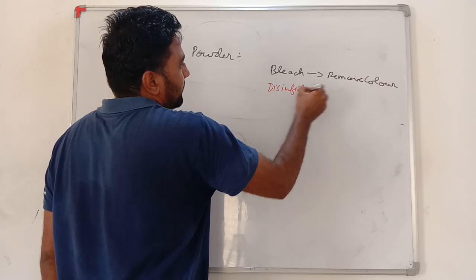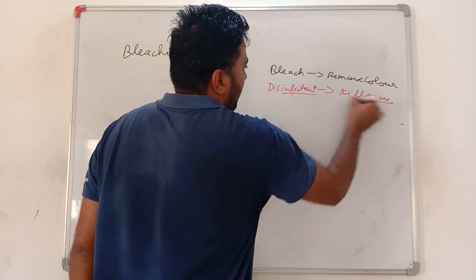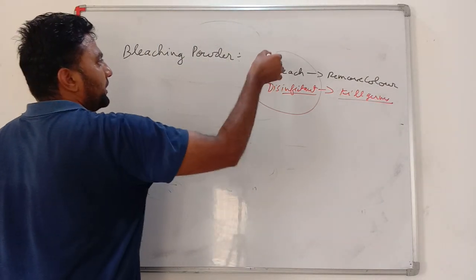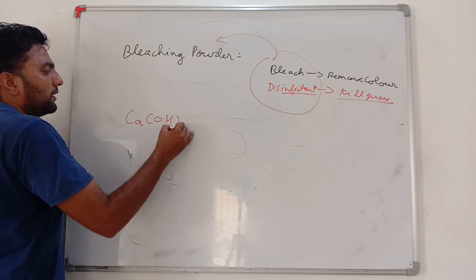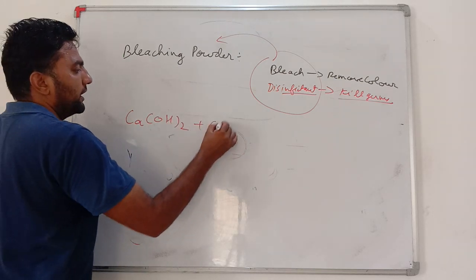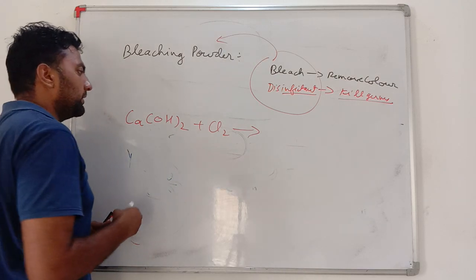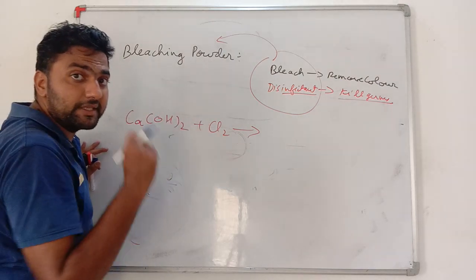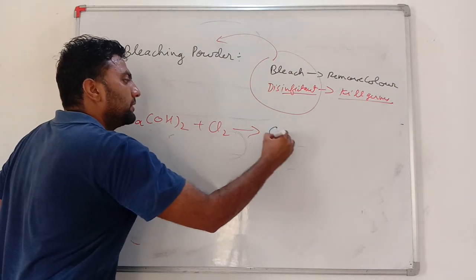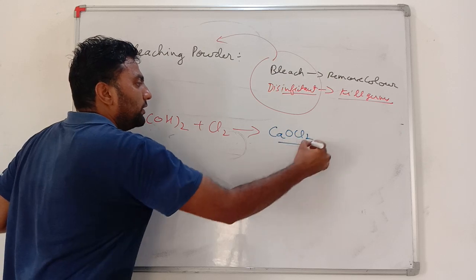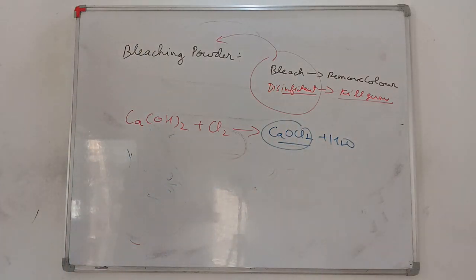Disinfectant means to kill germs. Very important. Both these works are done by bleaching powder. When lime water, that is calcium hydroxide, has chlorine gas passed through it, and this chlorine we also get from the brine electrolysis, yes or no? We get CaOCl2 plus H2O. This CaOCl2 is our bleaching powder.